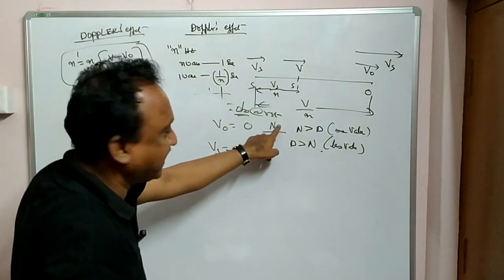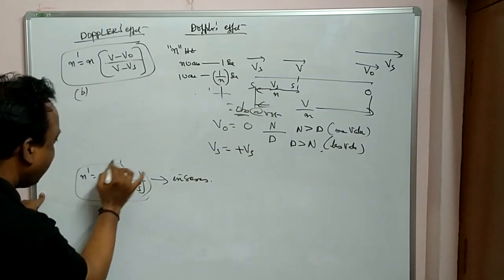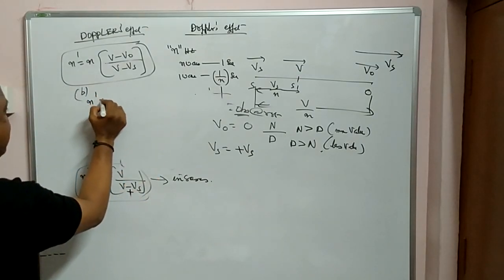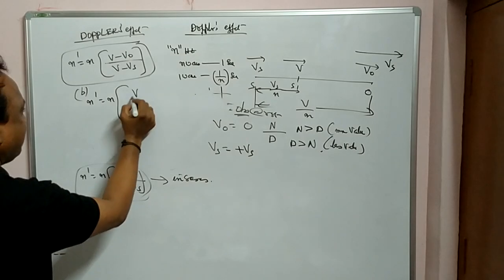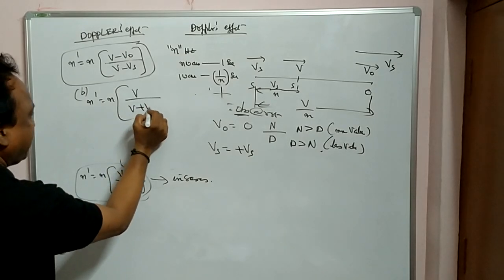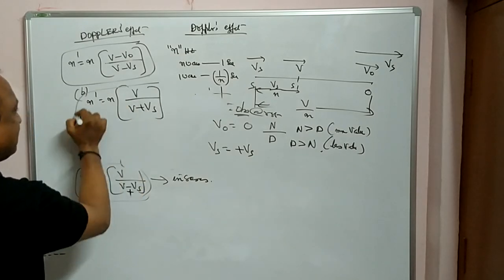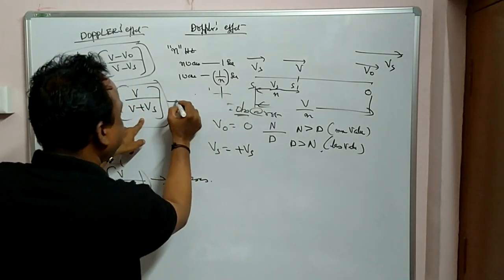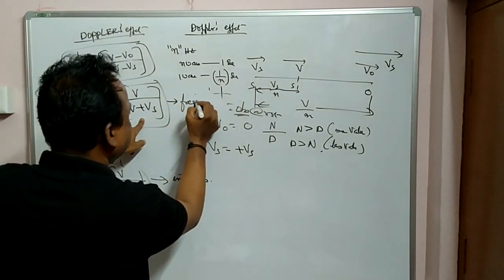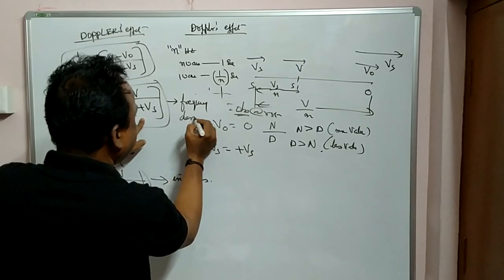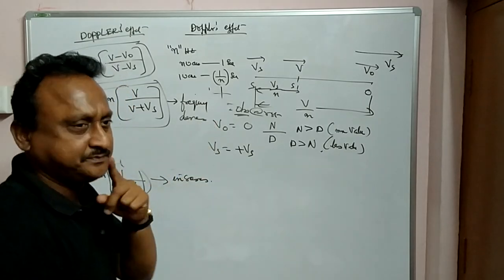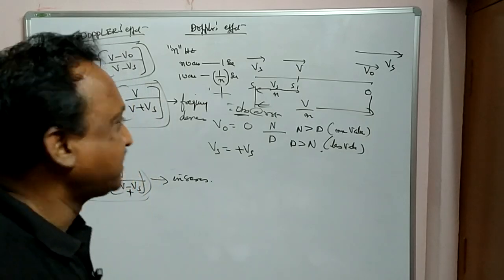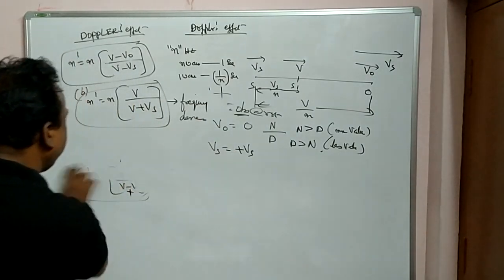Denominator is more than numerator. So what happens here? Everything remains the same, only the symbol changes here. That means N dash is equal to N into V by V plus Vs. Now denominator is more, denominator more means less value. So here the apparent frequency decreases. Earlier it increased. So this is case 1, when the source of sound is coming towards the observer at rest and going away.